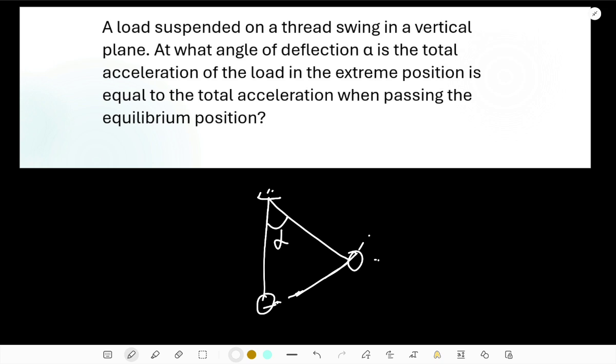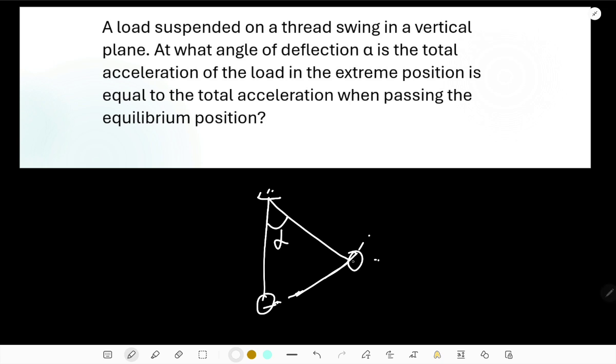And as you know, at the maximum deviation from equilibrium, the velocity of the load is zero. Consequently, the normal acceleration also vanishes, becomes zero, because it is v square by L in this case. If v is equal to 0, the normal acceleration, radial acceleration, is 0. And the total acceleration is directed along the tangent to the trajectory.